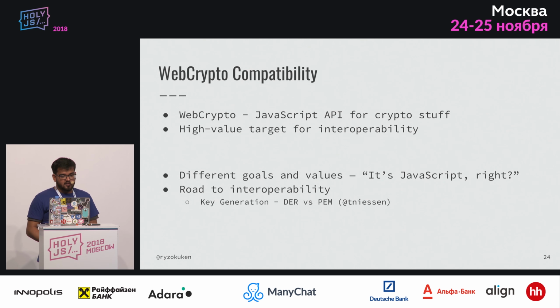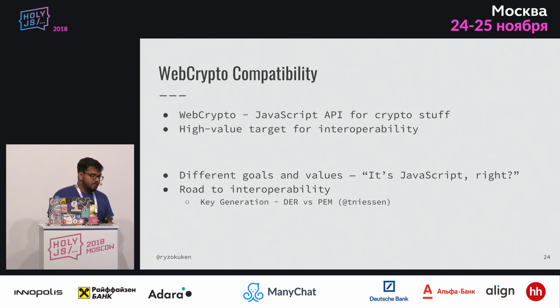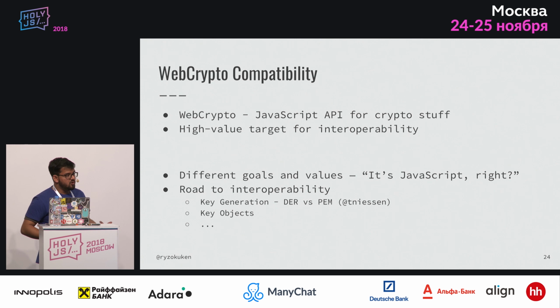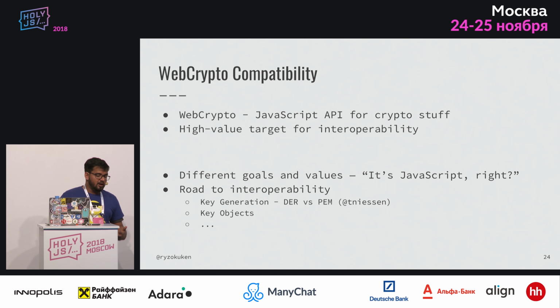So one of the PRs that was made for key generation in Node.js was made by Tobias. You can find him on Twitter at Teeneason. So we at Node use the DER format to store keys. We've always used DER, but Tobias also chose to add PEM support just because WebCrypto does it. So that's moving ahead on the road to interoperability. Then there's key objects. That's about to land. I don't think that has landed yet in Node, but that will improve things quite a bit. And we're moving with much more things. We're planning much bigger things, and hopefully your life will be much easier if you're doing crypto on both ends.